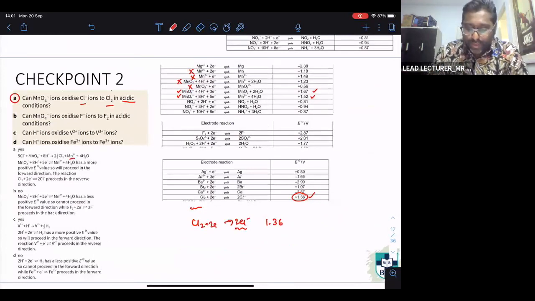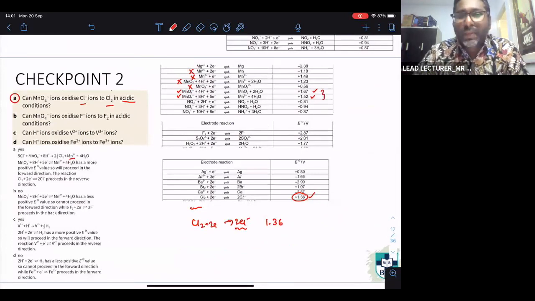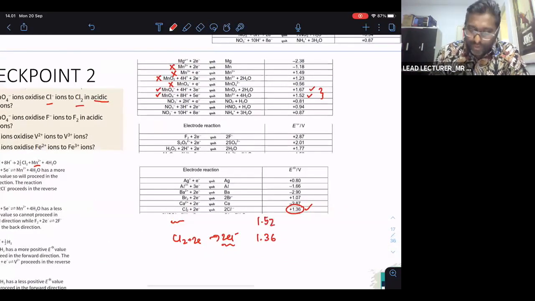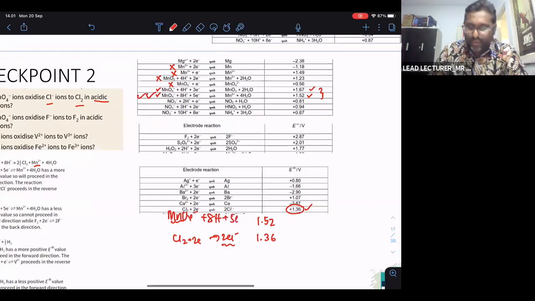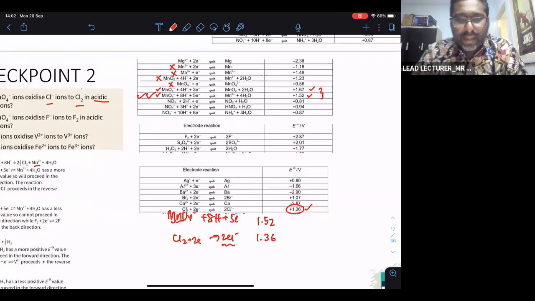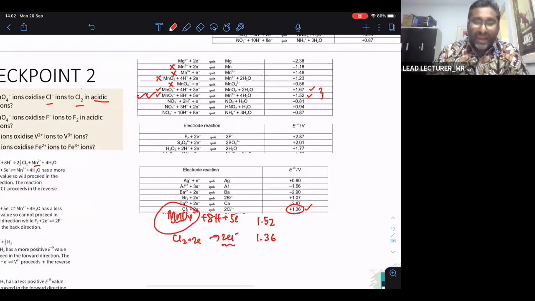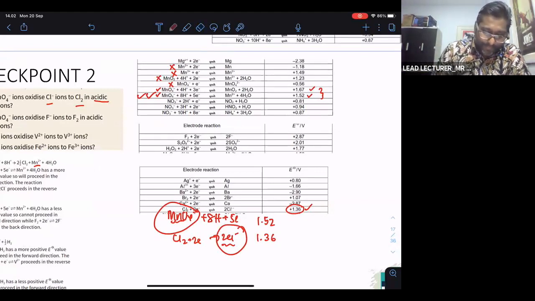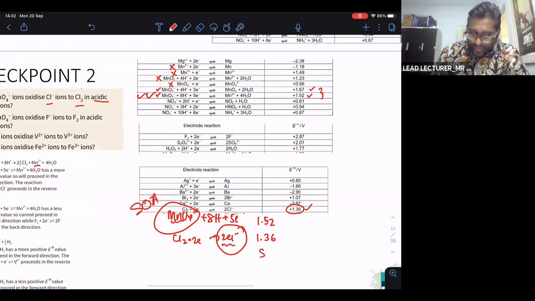Even, yeah, you can actually use any of these two. No problem. If you use that, what will happen is you have 1.52 here. If I'm using this one, I will have MnO4 minus plus 8H plus plus 5 electrons. You can write the equation. But what I can say is MnO4 minus can oxidize Cl minus. Why? This is SOA and this is SRA.